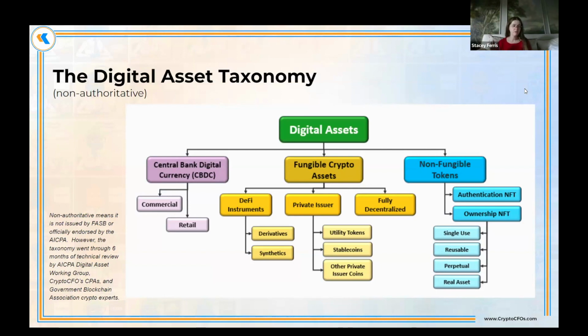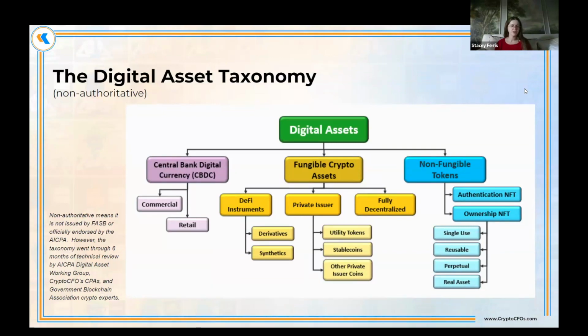The taxonomy went through 6 months of technical review with the AICPA's Digital Asset Working Group. We had to make sure that what we put into the Journal of Accountancy was going to agree with what they currently had out as their guidance, and it didn't conflict with any of their planned updates in the coming year or so. It also had to agree with the planned FASB standard as well.